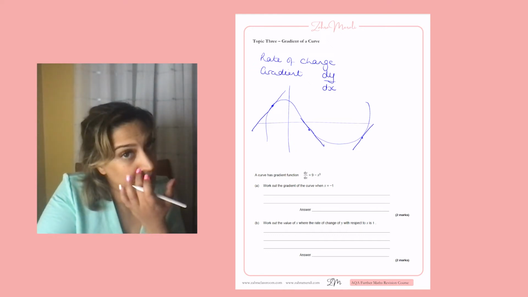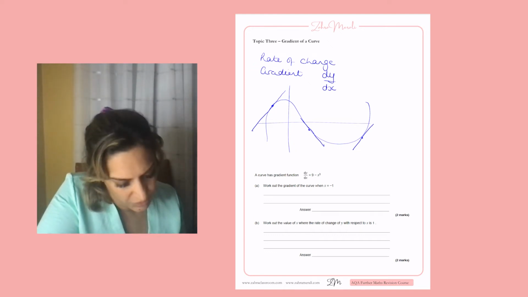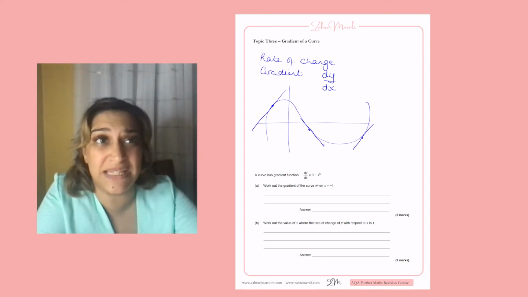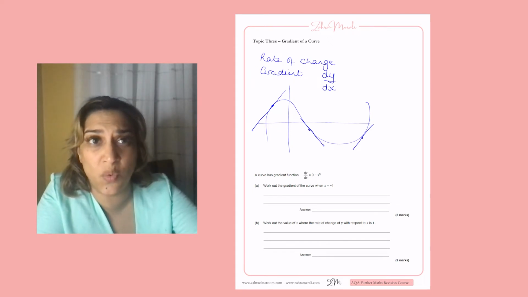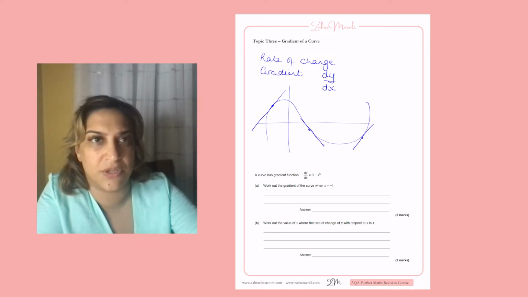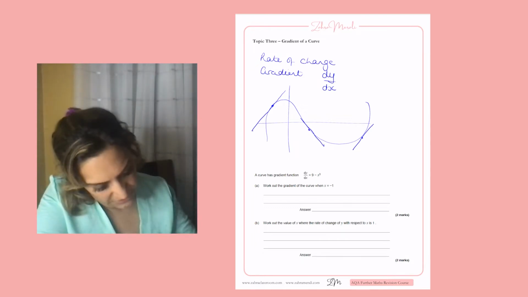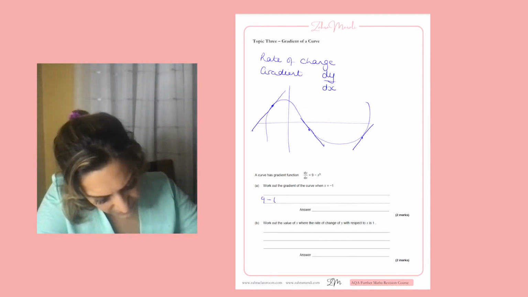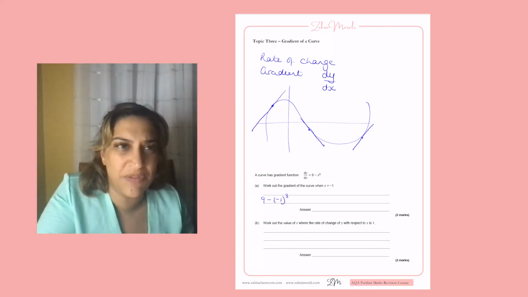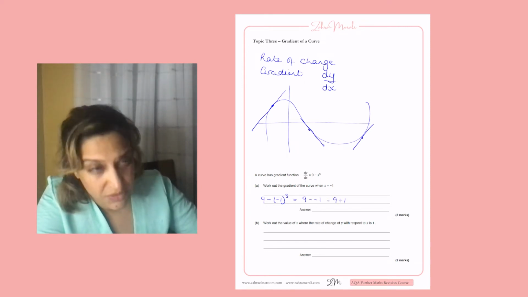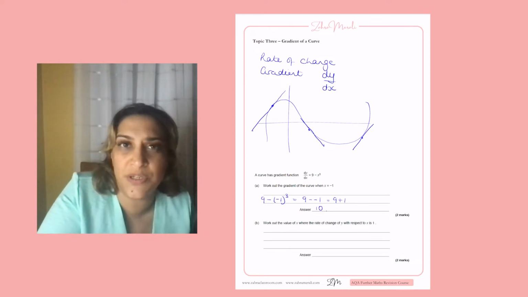Okay, so let's take this first one. We've got to work out the gradient when x is minus 1. It's given us dy dx. So essentially, all we're going to do is substitute in some values. When we substitute our values in, we've got 9 minus minus 1 cubed. Now, even though you might be able to do that really quickly in your head, just write it out. 9 minus minus 1 is 9 plus 1, so the answer is 10, just to avoid making any silly mistakes.